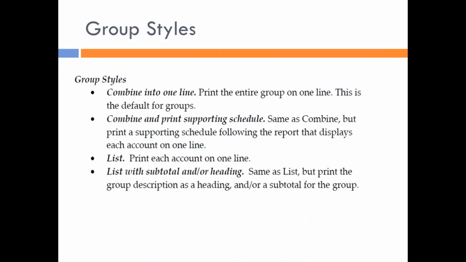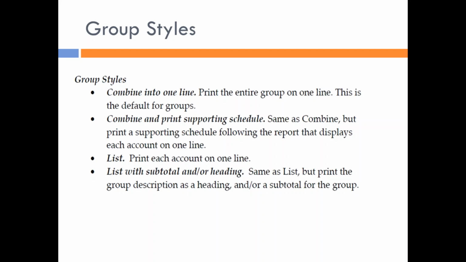Now, the group styles. I kind of touched on it before, and this is a little bit better description of what the different styles are. One is combine into one line. This is where you can print the entire group on one line. Lots of times when you're doing a financial statement, maybe if it's for the bank or something, the bank doesn't care about how the sales is broken out. They just want a total number of total sales. Whereas if you're giving a financial statement to management, they probably are more interested in the various sales accounts.